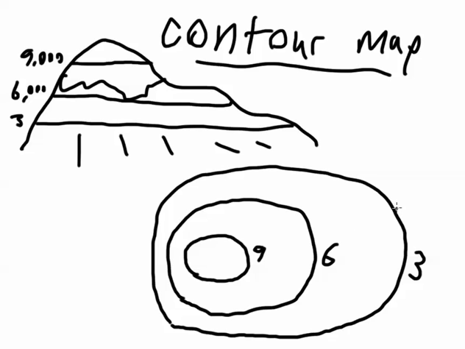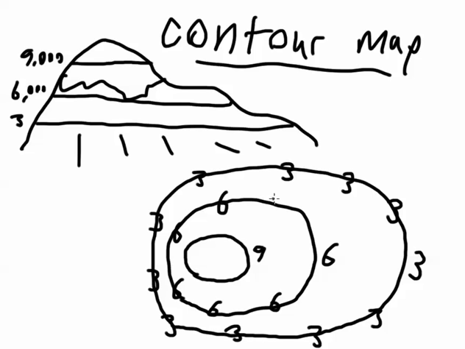And to make this into a number map, I'm going to draw numbers to show the height at different places. So this height is 3 for 3,000 feet above sea level. And at this level is 6,000 feet above sea level. And at this level is 9,000 feet above sea level.